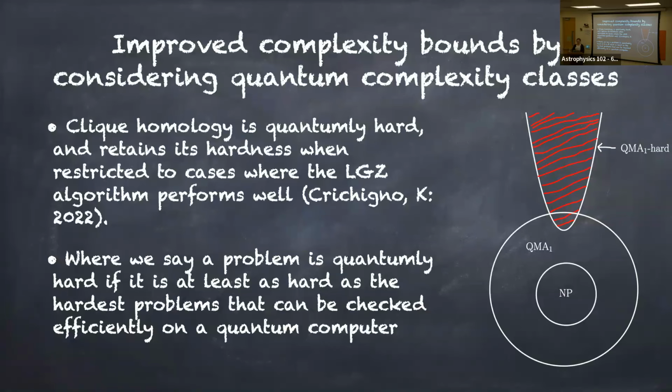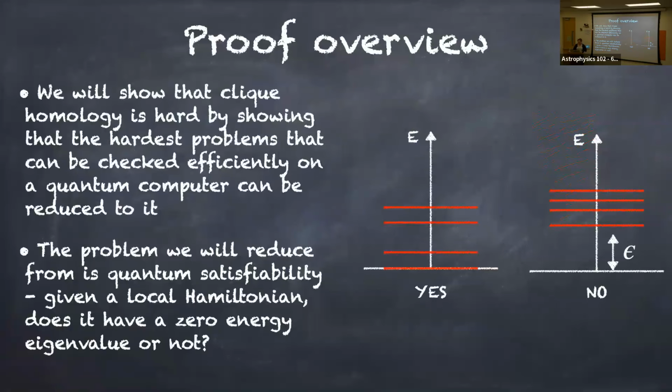So this seems like a very negative result. We've shown that this problem, which is really the simplest version of the problem we might want to tackle, is quantumly hard. We don't expect to be able to solve this on a quantum computer. And the way we show this is by showing that it's at least as hard as the hardest problem that can be checked efficiently on a quantum computer. And this is the problem of checking whether a quantum Hamiltonian is satisfiable. So given some local Hamiltonian, does it have a zero energy eigenvalue? It's known that this problem can be checked efficiently on a quantum computer and almost certainly can't be solved efficiently on a quantum computer.